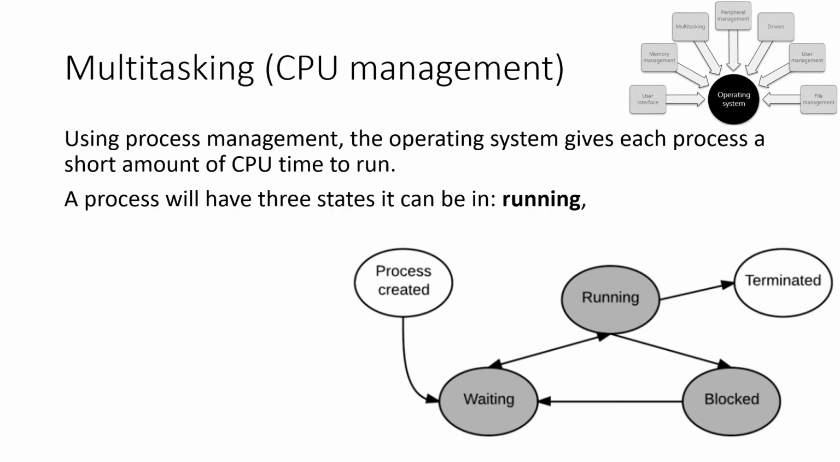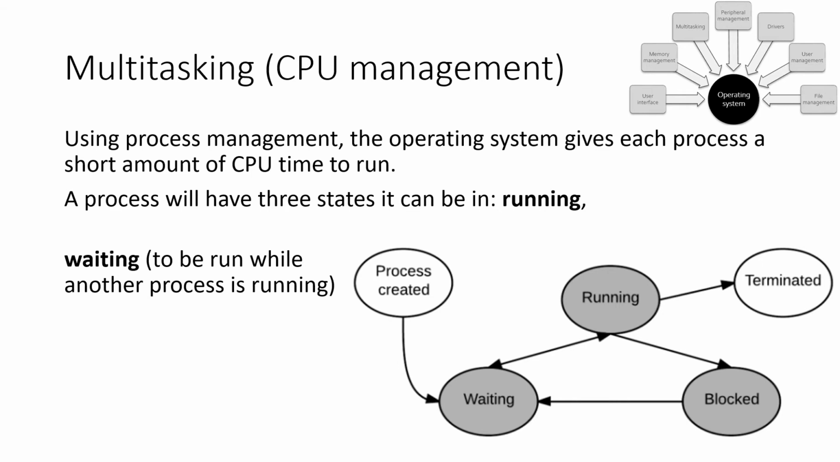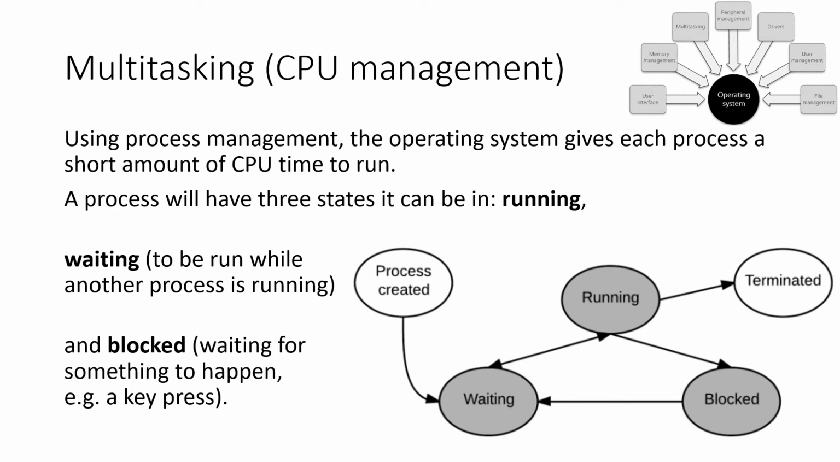So it has three different states. The first state is the process is running. The next state is it's waiting to be run. And the final one is the blocked process, where it's waiting for something to happen.